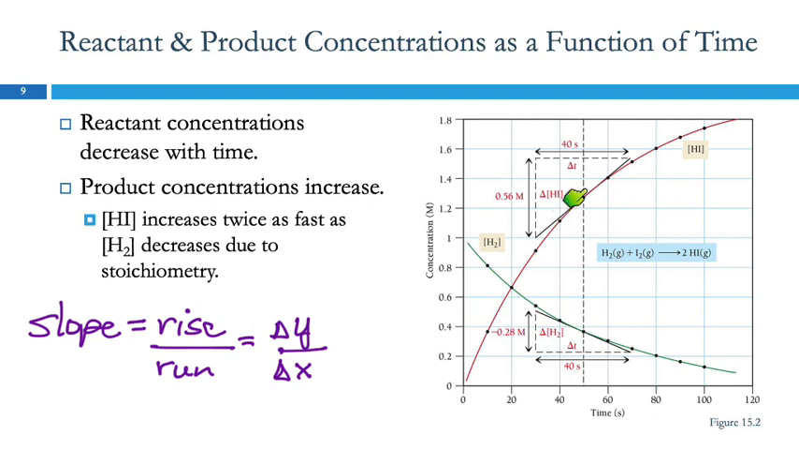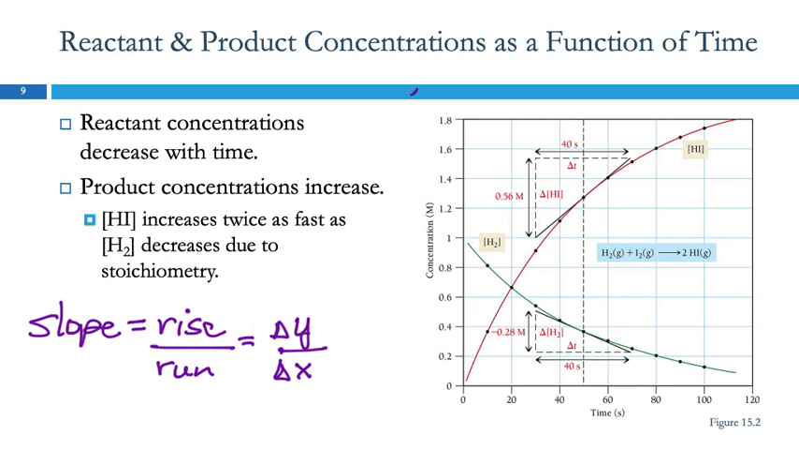We can also do that for the product. The product is increasing with time. So here again, we can select this same bit of time, or point in time, and choose a couple of points here and draw a line and calculate the change. I know what I forgot. I forgot my calculator. That's pretty bad. Let's just look at that real quick.